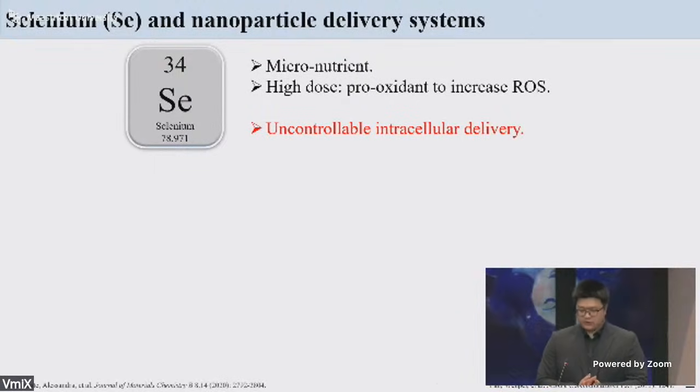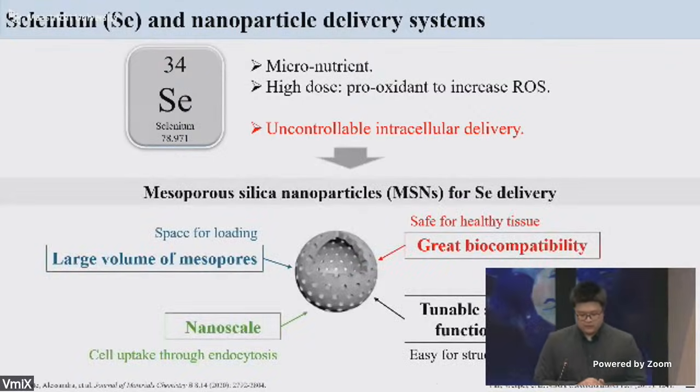Selenium, a micronutrient in the human body, is promising for ROS-based cancer treatments because of its redox activity to generate ROS molecules. Compared to conventional drugs, it is inexpensive and less prone to drug resistance. However, selenium still requires a platform to control its intracellular delivery. Mesoporous silica nanoparticles are ideal nanocarriers because of their large mesoporous volume, nanoscale size, good biocompatibility, tunable structure, and also functional surface for modification.